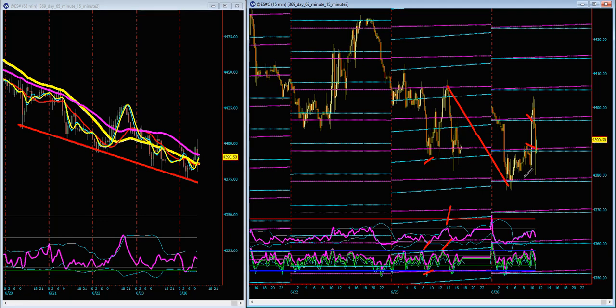This is your execution chart. This one just gives you a little bit more bias for people who just want to trade this without doing all the homework. This is what I just explained to you right there.